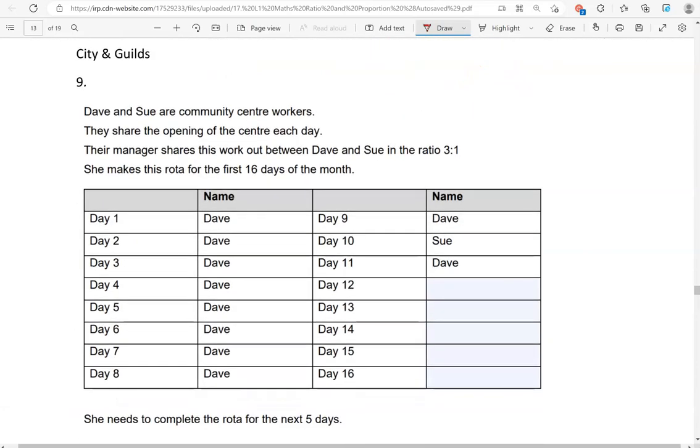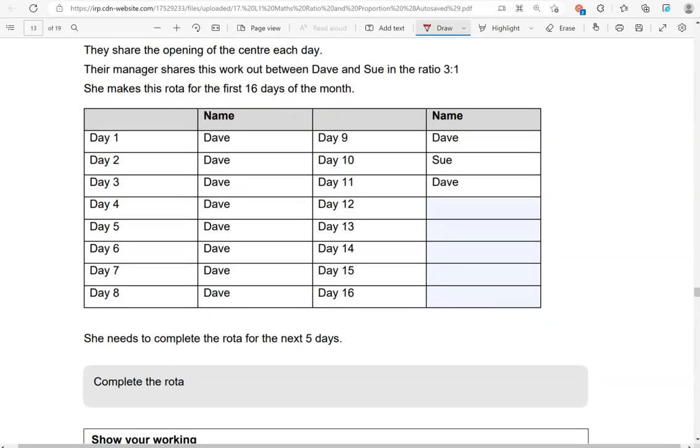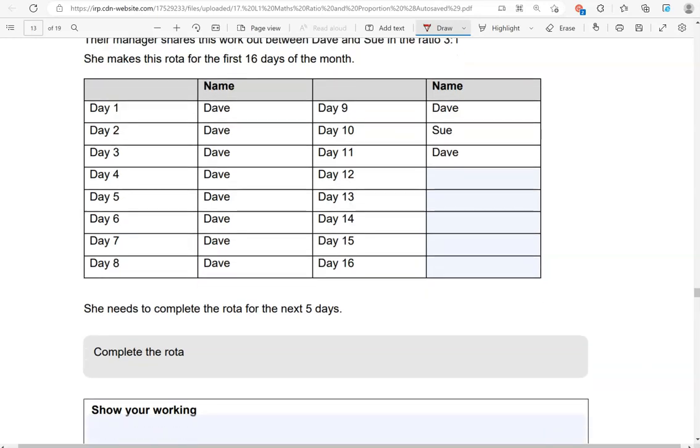Dave and Sue are community centre workers. They share the opening of the centre each day. Their manager shares this work out between Dave and Sue in the ratio 3:1. She makes this rota for the first 16 days of the month. She needs to complete the rota for the next 5 days. Complete the rota.